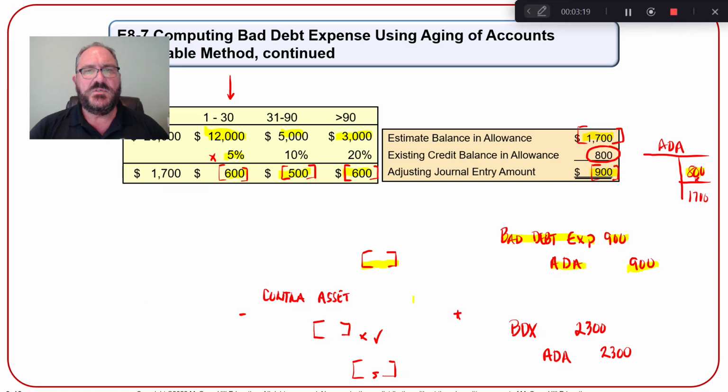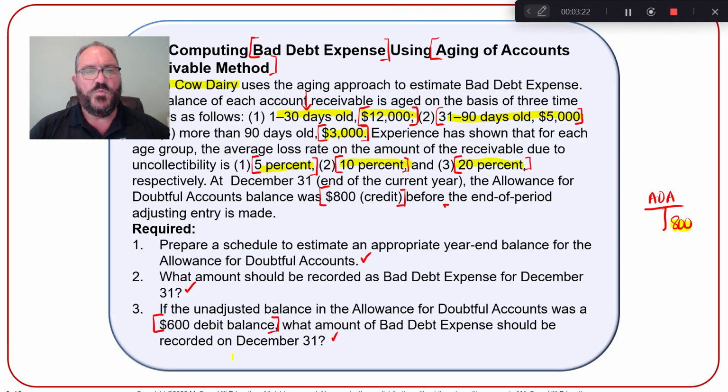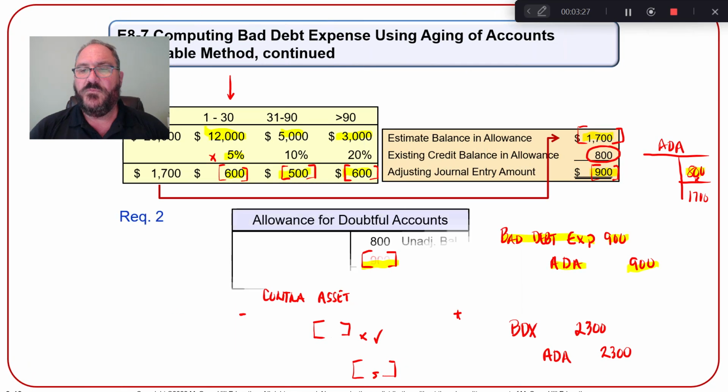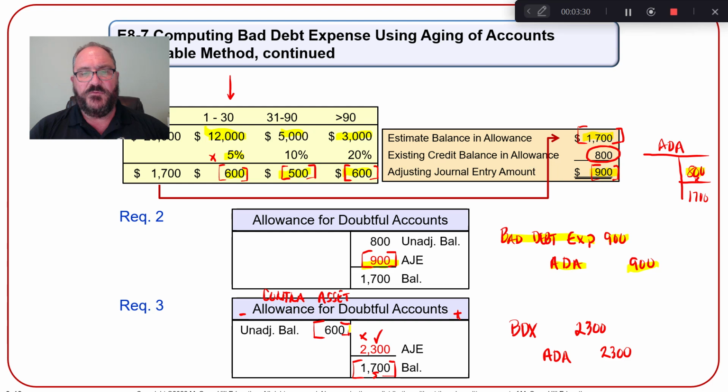And then requirement number 2, what was number 2? Number 2 said, what if it was $600 instead of $800? Well, if it was $600, then what would happen? We would have to, if it was $600 debit balance, and we still needed to get to this $1,700, we'd have to put 23 in. So you see the balance that was in there is part of the calculation to see how much we had to put in. Here, because we had $800 left, we only had to put in 900. But here we had to get to the same 1,700. But actually here, the year before, we did not put enough money in there. So we have to put even more this year. Okay?